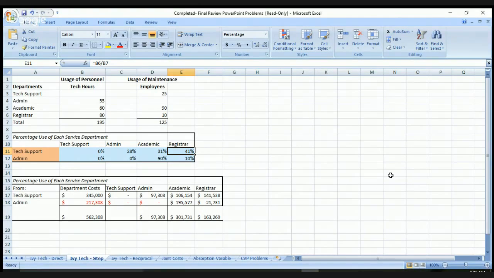Now, you notice, of course, that these are whole numbers, but in reality, they're using the formulas. Do not round until the end. If you round before the end, then what happens is that your numbers are going to be off. So I'm going to take the 345 times the 28%, I get 97,308. 345 times the 31%, I get 106,154. And then the 41% times the 345, I get 141,537.